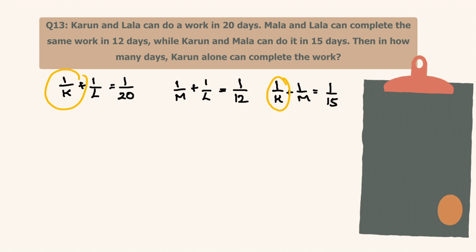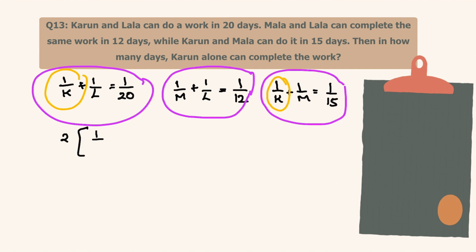I am going to add these 3 equations so that I will get this. We have already discussed this one. If you get equations like this, you can add and you will get 2 times the total. I hope you remember it from the first 2 videos, which will be equal to what? 1 by 20, 1 by 12, 1 by 15, right?